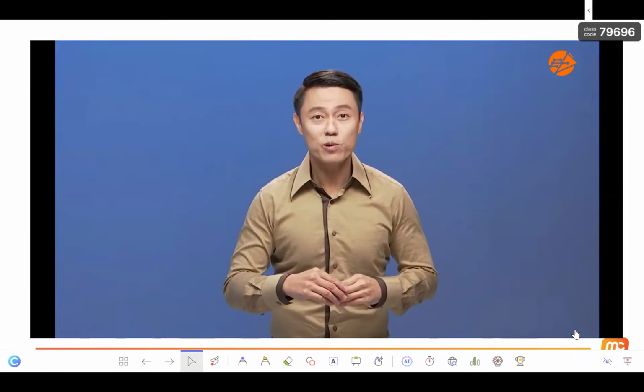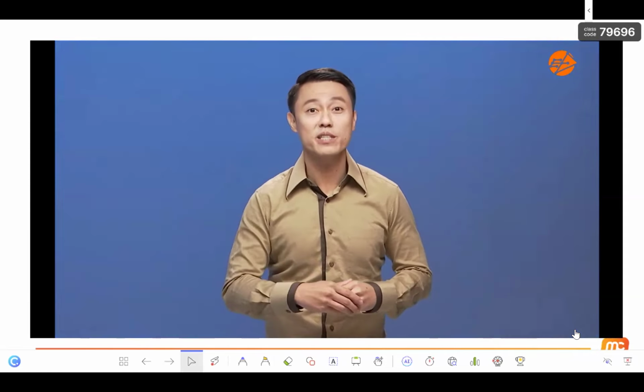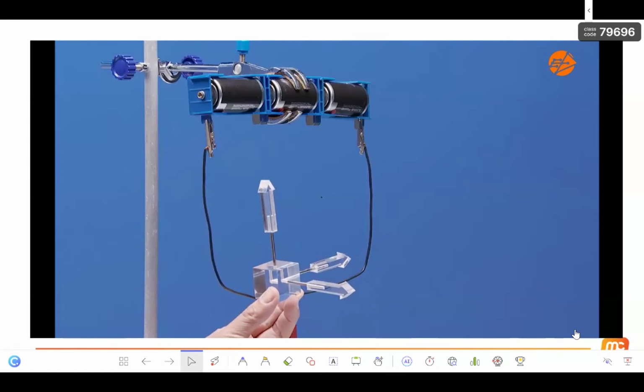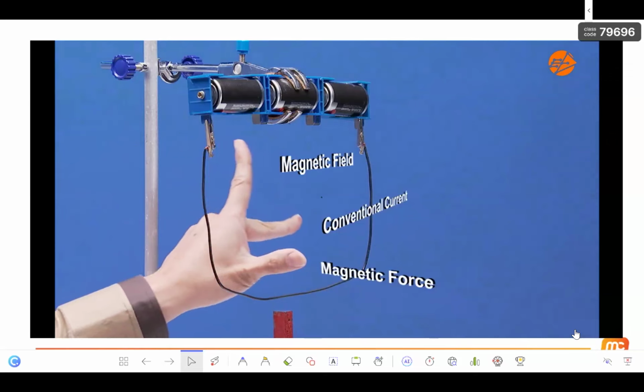Now that you understand Fleming's left-hand rule, you can use the Fleming's left-hand rule model in your demonstration. With the model, you can now accurately position the direction of the magnetic field and the conventional current. This will help you determine the exact direction of the resultant magnetic force, which is the same result you will get using your fingers.